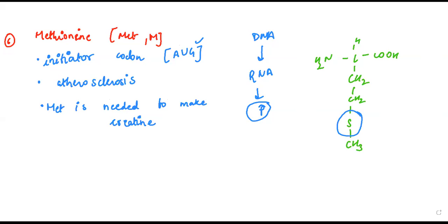Next amino acid that we have is proline. Again, this is a special one. Why? Methionine is needed to make creatine, meaning it is one of the substrates in creatine formation.